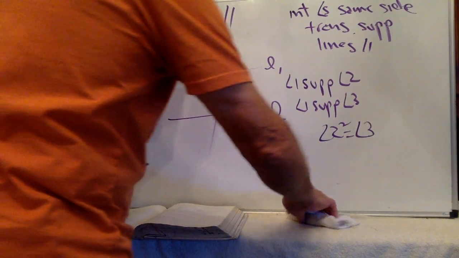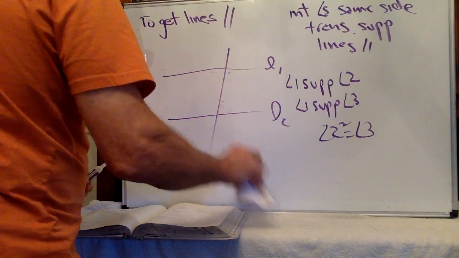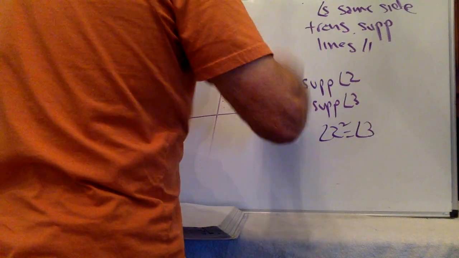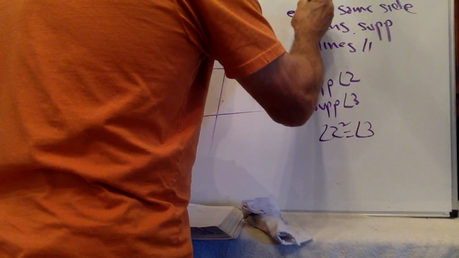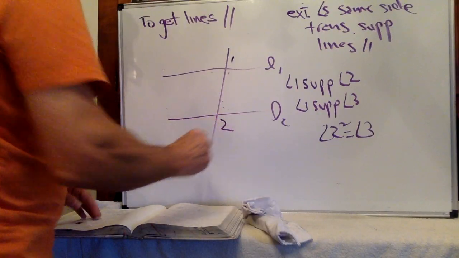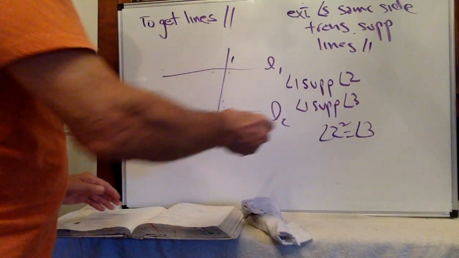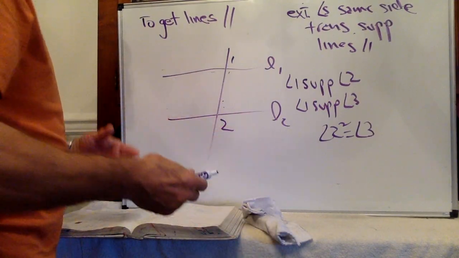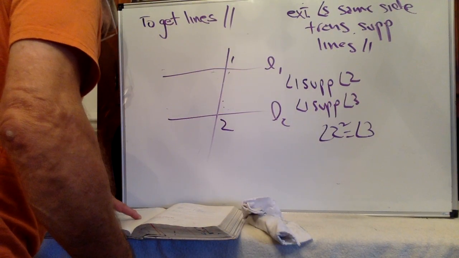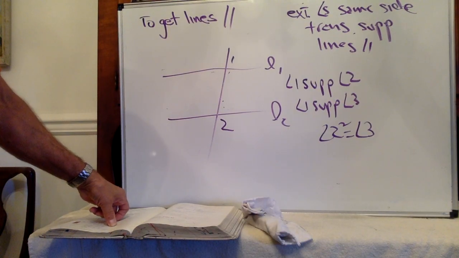And then the same exact thing, just substitute exterior for interior. If a pair of exterior angles on the same side of a transversal, 1 and 2, these are exterior angles on the same side of the transversal, are supplements, then the lines must be parallel.